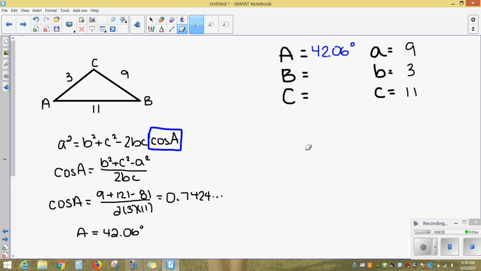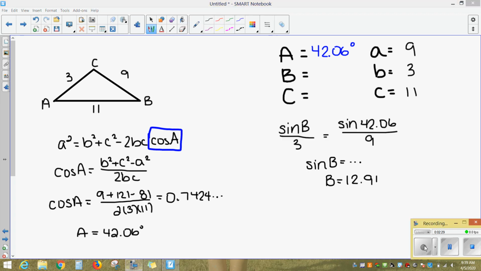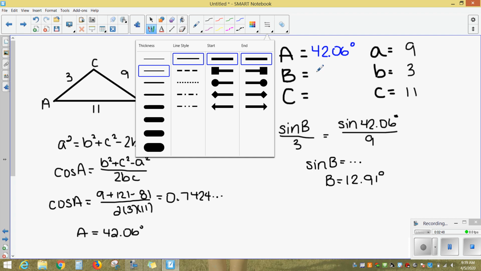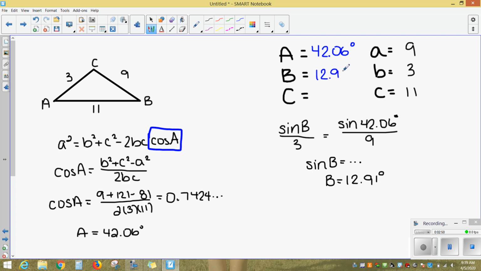If you want to use the law of sines twice to find B and C, make sure you're on the right path. But B is the one that I'm going to show. We have sine B over 3 equals sine 42.06 degrees over 9. Then when we take both sides times 3, we'll get a decimal value here. Take the inverse sine of both sides, and we'll find out that angle B is 12.91 degrees.